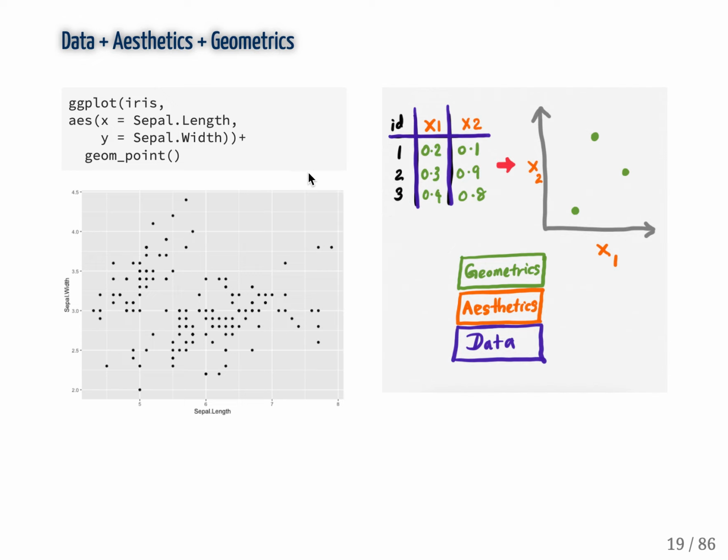Here is the idea. The variables are x1 and x2. They are here, and values are plotted over here.